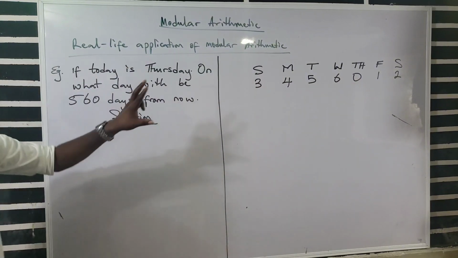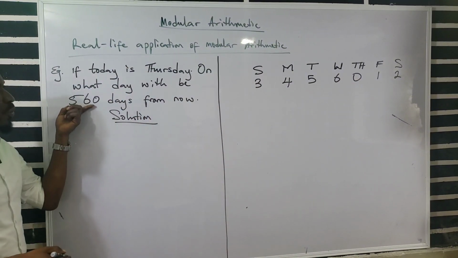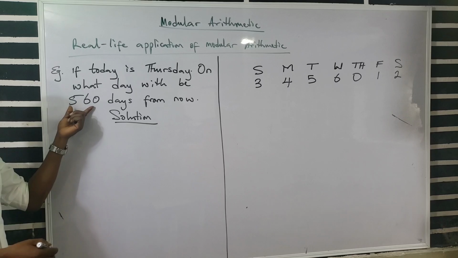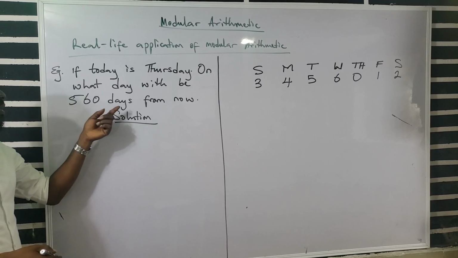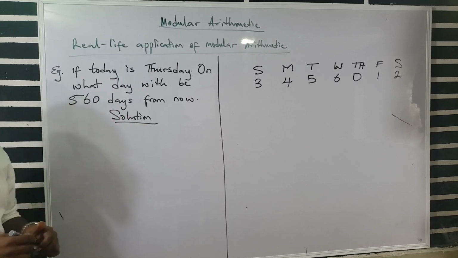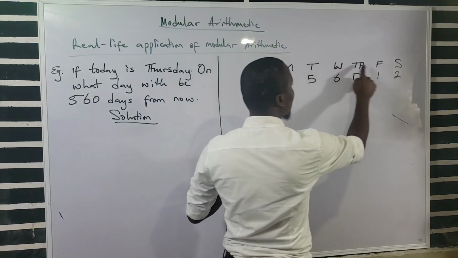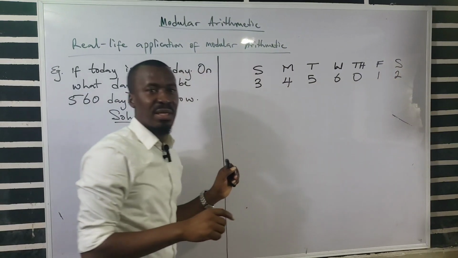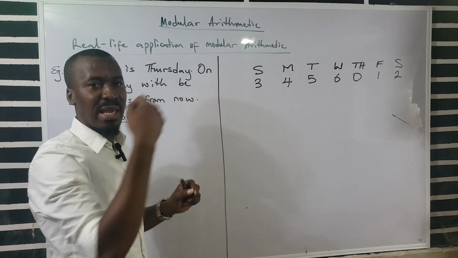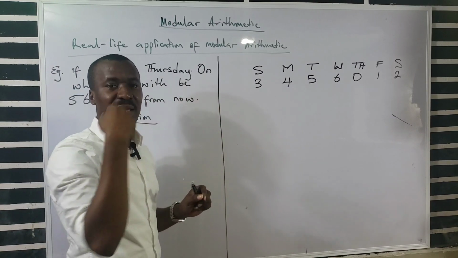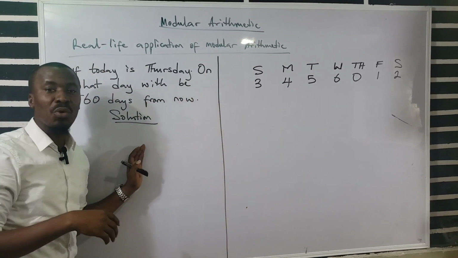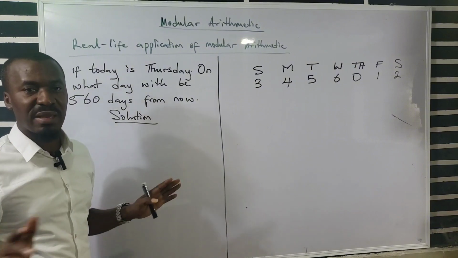Now having that in mind, all we need to do is to take our modulo of 560 in modulo 7. Why do we take it in modulo 7? Because the days of the week run out after every 7 days. So after every 7 days, it starts again, it starts afresh. So we're going to take that in modulo 7.